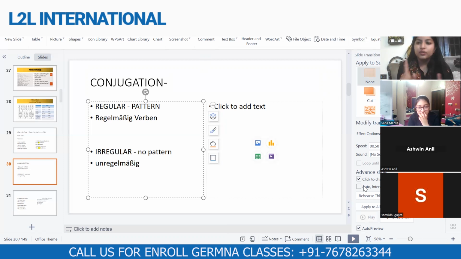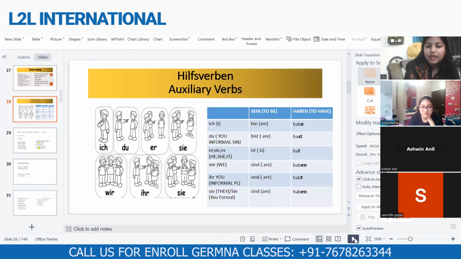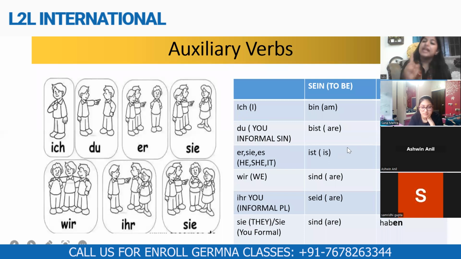So regular follows a pattern, remember? And irregular doesn't follow a pattern. Now the question can be, what kind of pattern, ma'am? So the pattern is here, I'll tell you. Sein is an irregular verb because you can see that with ich it is bin, with du it is bist, with es it is ist. There is no pattern being followed.